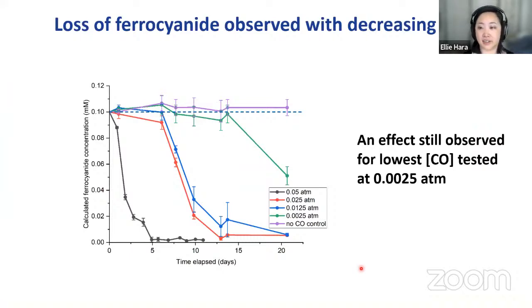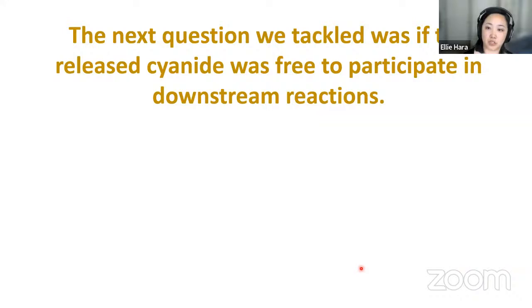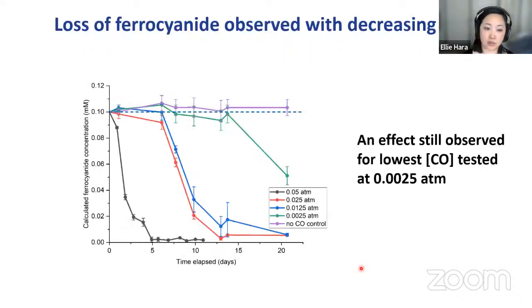But this doesn't necessarily answer the question, because why did we want to do the ligand exchange? Well, we want to do work with cyanide, right? If we release that cyanide but it's not able to react, well, that doesn't really help us. So that was the next question we tackled: is the cyanide we release from the ferrocyanide free to participate in downstream reactions?